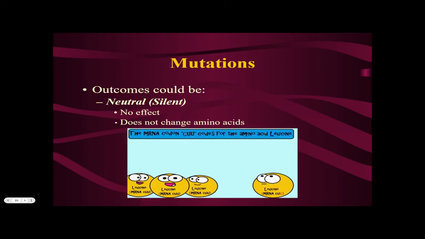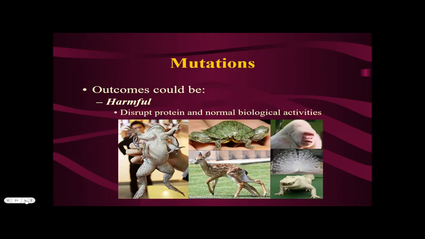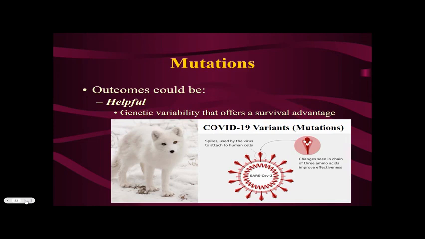We're still going to create the same protein. Outcomes could be harmful, and a harmful mutation would disrupt the protein and normal biological activities of an organism. And sometimes mutations can be helpful. A helpful mutation gives that species genetic variability and it offers individuals some sort of a survival advantage.